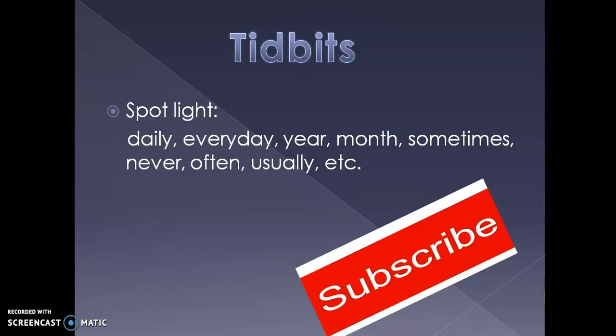Last, let's learn some tips to identify present simple tense. There are a few words to identify whether the sentence is in present simple tense or not, like daily, every day, every year, every month, sometimes, never, often, usually. These are some of the words which will help you to identify that this is present simple tense.